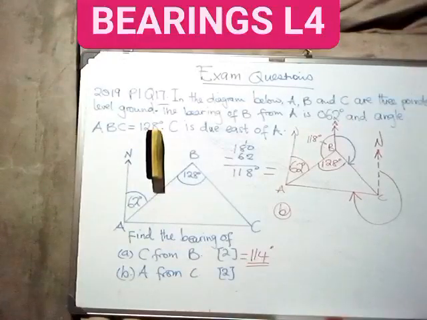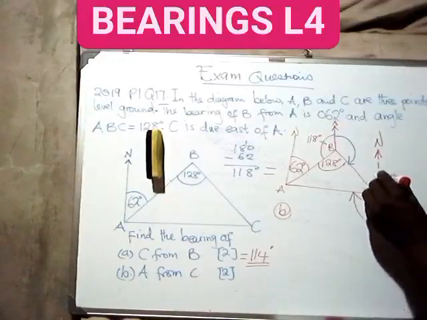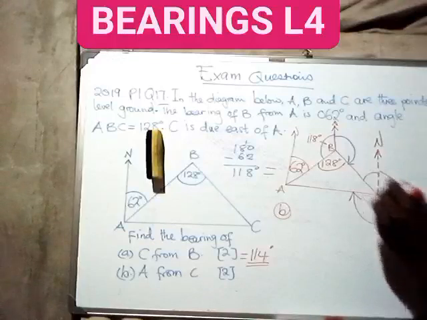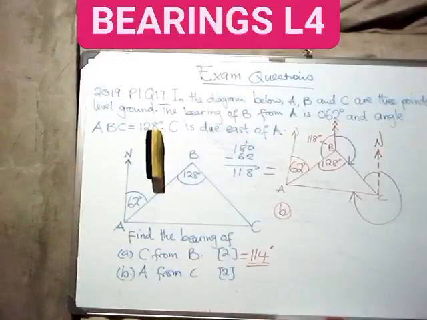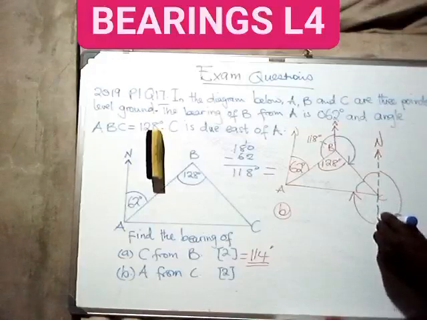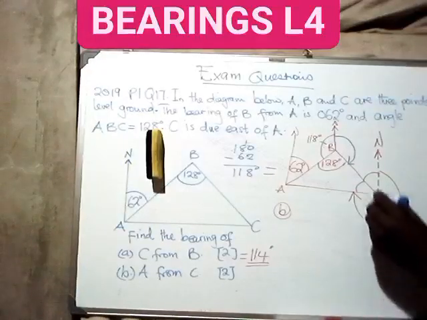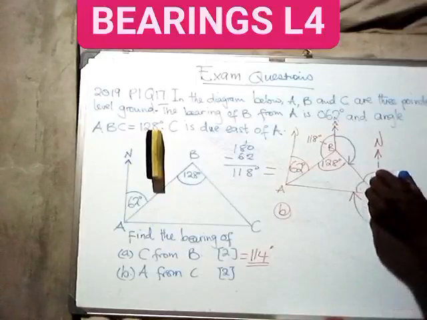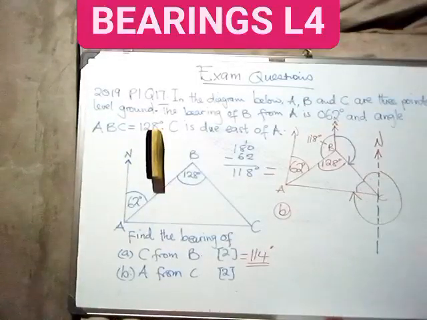The first thing which we need to understand here is to find the bearing of this. What is the bearing of this? So the bearing of that can be known. After we know this bearing, then we also need to know the bearing of this. So that then we say 360 minus this angle and also that angle there. So this is what we are going to have in order to find the bearing of A from C.